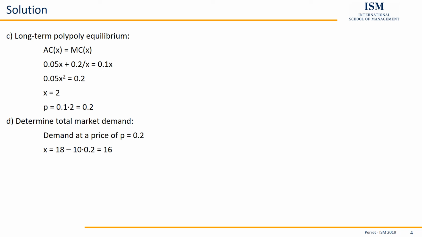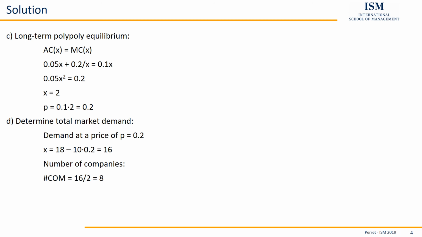Okay, all the customers want to have 16. Each company produces 2. So we can get the number of companies by dividing the total market demand by the production per company. So we divide the 16 by the 2. And this leaves us with a total number of companies, being 8, that will establish themselves in the long term.